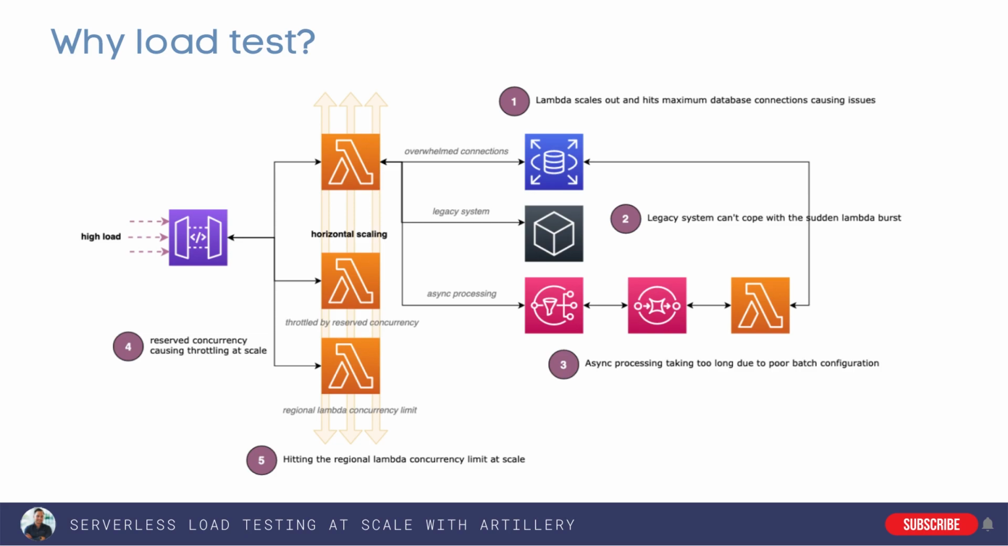We can see at step 2 we have a legacy downstream system that can't cope with a sudden Lambda burst. We can see at step 3, async processing taking too long, which could be bad configuration on the Lambda itself pulling off the queue. We can see at step 4, reserve concurrency causing throttling at scale. And at step 5, we can see the Lambda scaling out and hitting the regional limit for concurrency. Again, an example would be EU West 1 with the limit being 1,000 as default.